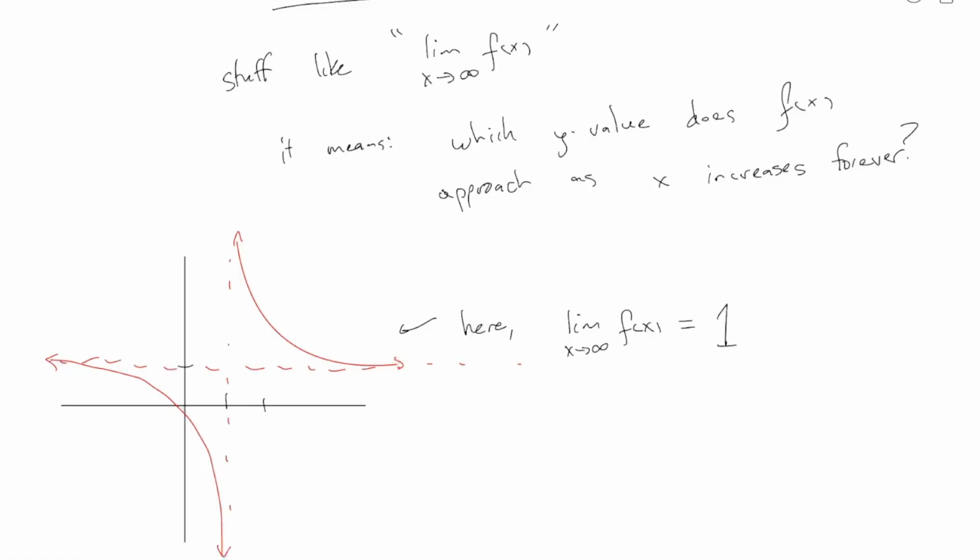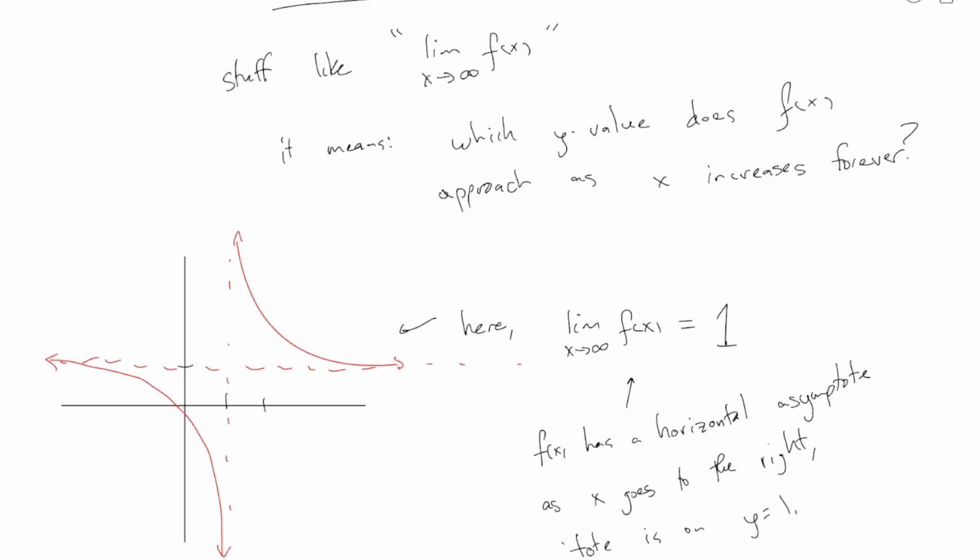All right. I said that there's some sort of language that you're already familiar with. Another way of saying this is just that f of x has a horizontal asymptote as x goes to the right. And that asymptote is on y equals 1. That's what it means. This is another way of saying what the limit at infinity means.